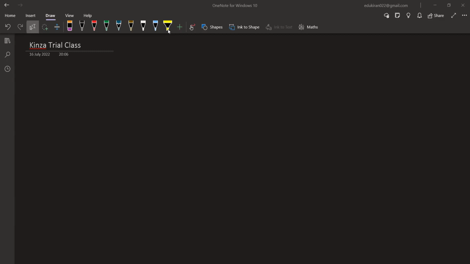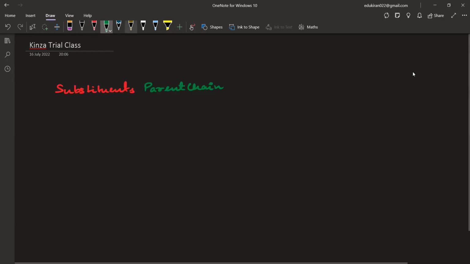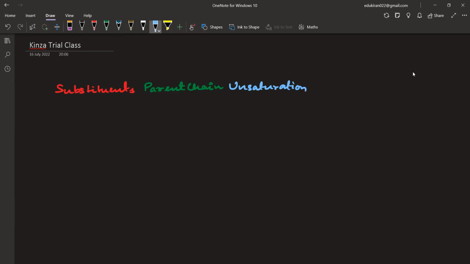Each and every name is generally made up of 4 different parts. There is one part which deals with the substituents which are present. Just listen, don't write anything. Then there is the parent chain, which is not always the longest chain, by the way. After the parent chain, we have information about unsaturation. Unsaturation will tell you about the presence of double or triple bond, or its absence.